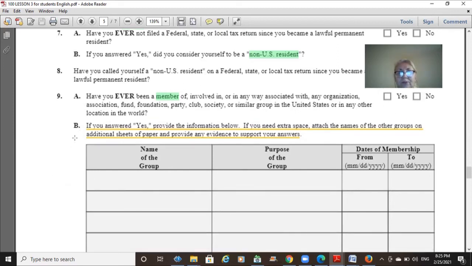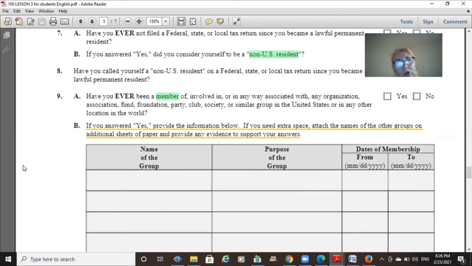Now, B part, if you answered yes, provide the information below. So if you said, yes, I was a member of some organization or a party, you would have to explain what group, organization, party, or association you were a member of here in part B. And you will need to provide the name of the group, the purpose of the group, and the dates of membership. When were you a member of this group?